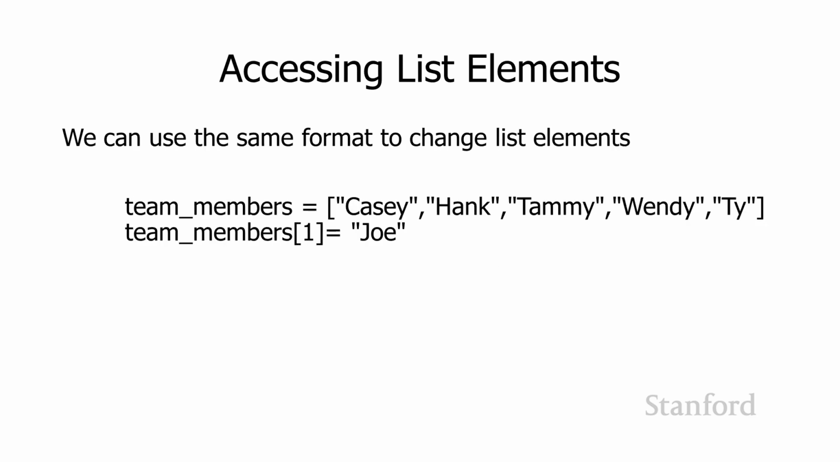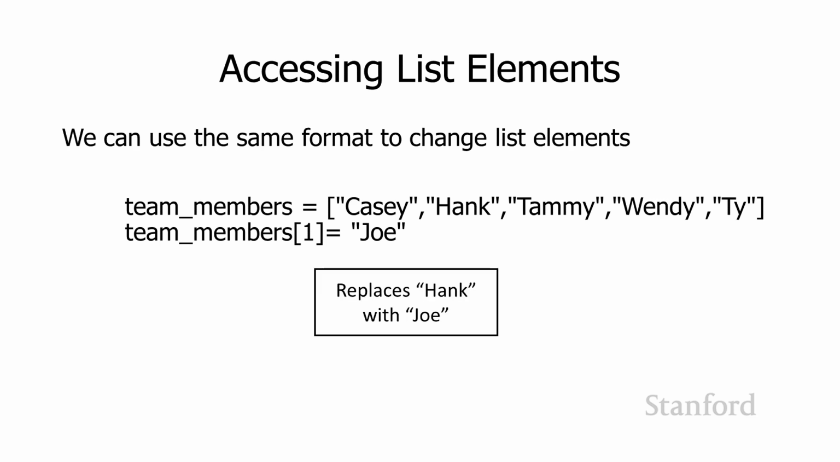We can also use this square bracket format to change items in the list. So if I say team members bracket 1, again, Casey's item 0, Hank's number 1, what I'm actually doing is assigning into team members 1. So I'm assigning into the location that Hank is currently occupying. And this does not insert this new team member. This actually replaces the current team member. So Hank is going to be replaced by Joe here.